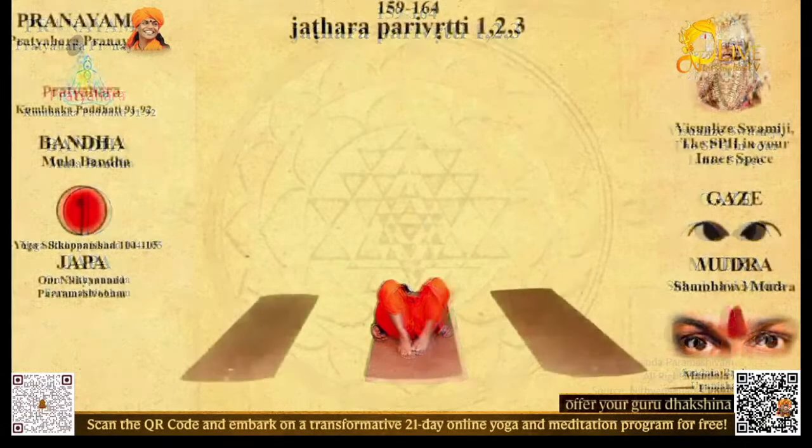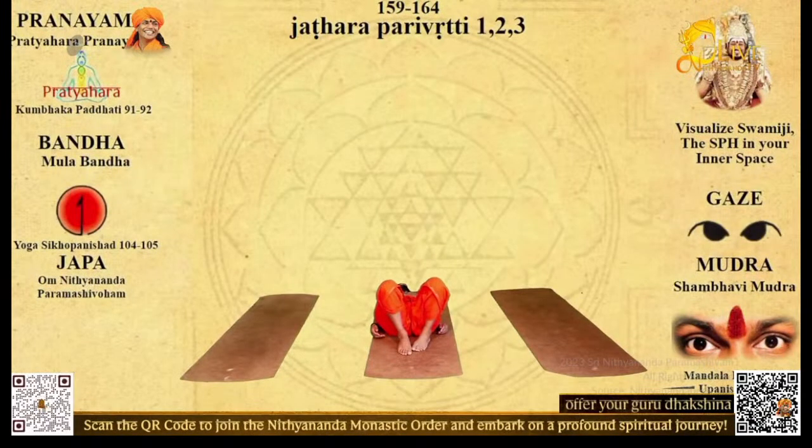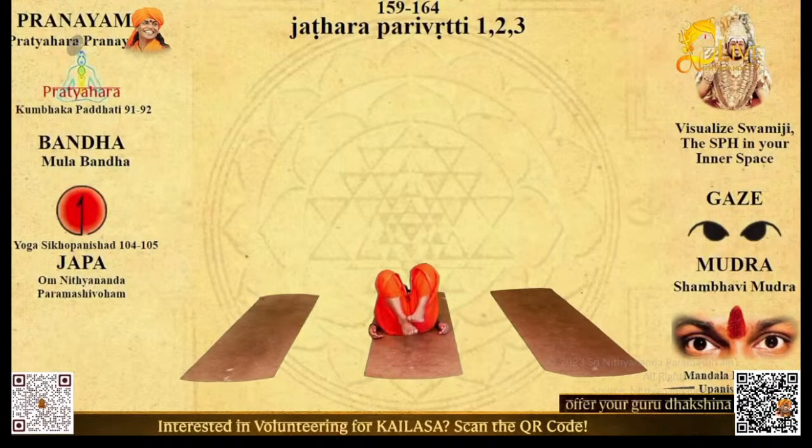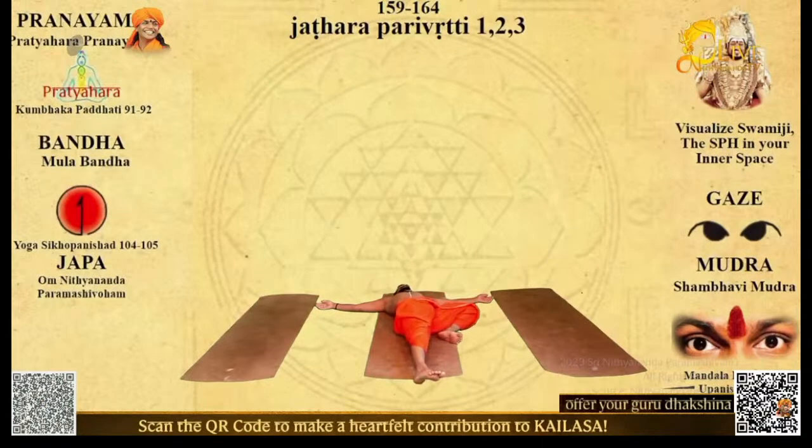The next asana is the Jatara Parivriti. This asana consists of 3 steps. We are going to perform all 3 steps on one side and then on the other. Now enter the neutral position by pulling your knees to the chest and extending your arms out at the side at shoulder level. Now drop one knee to the side and extend the opposite leg down. This is the first step.